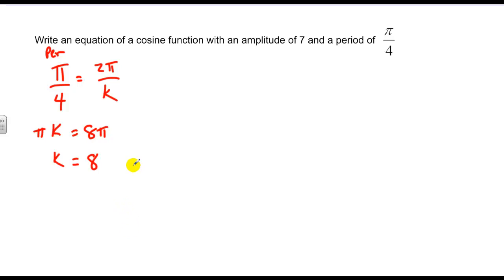So now I can write this equation. I can say y equals, since my amplitude is 7, 7 cosine of 8x. And there's my function.